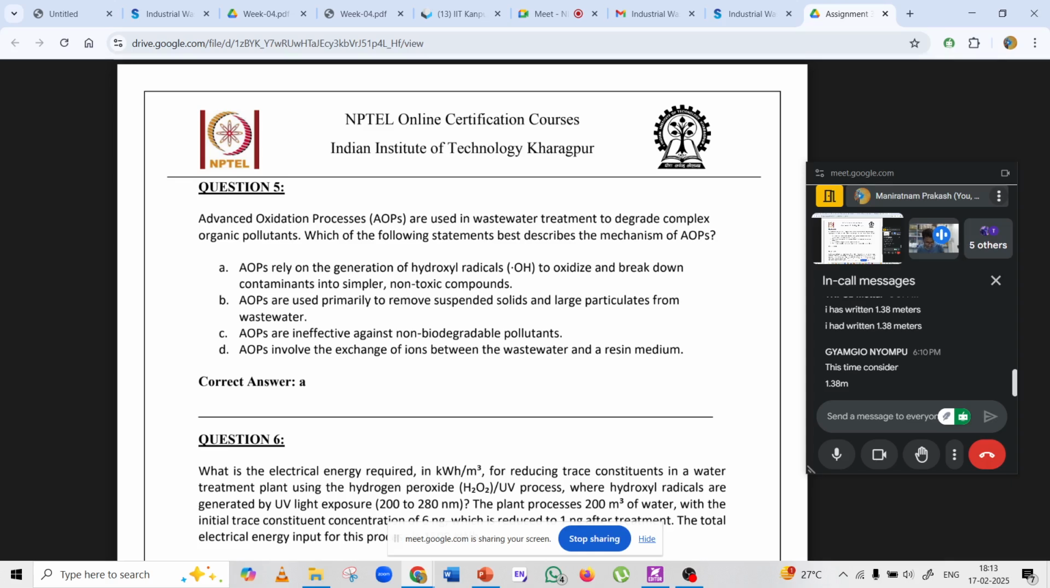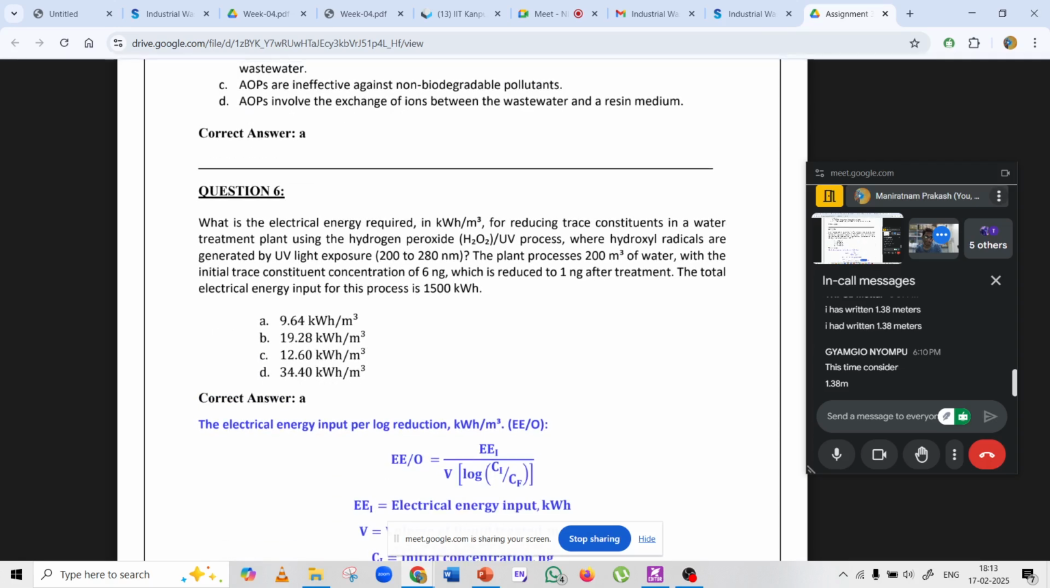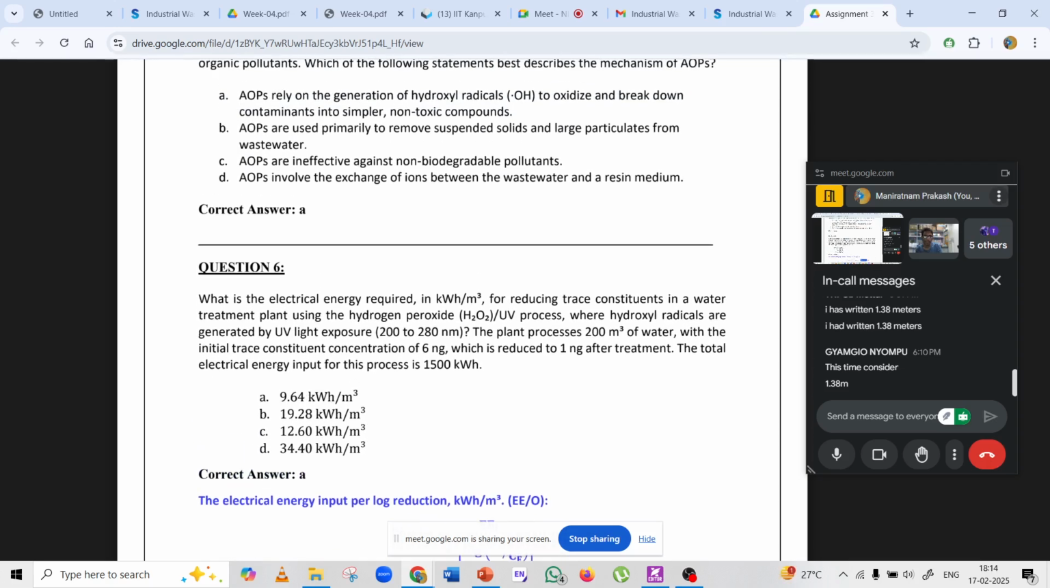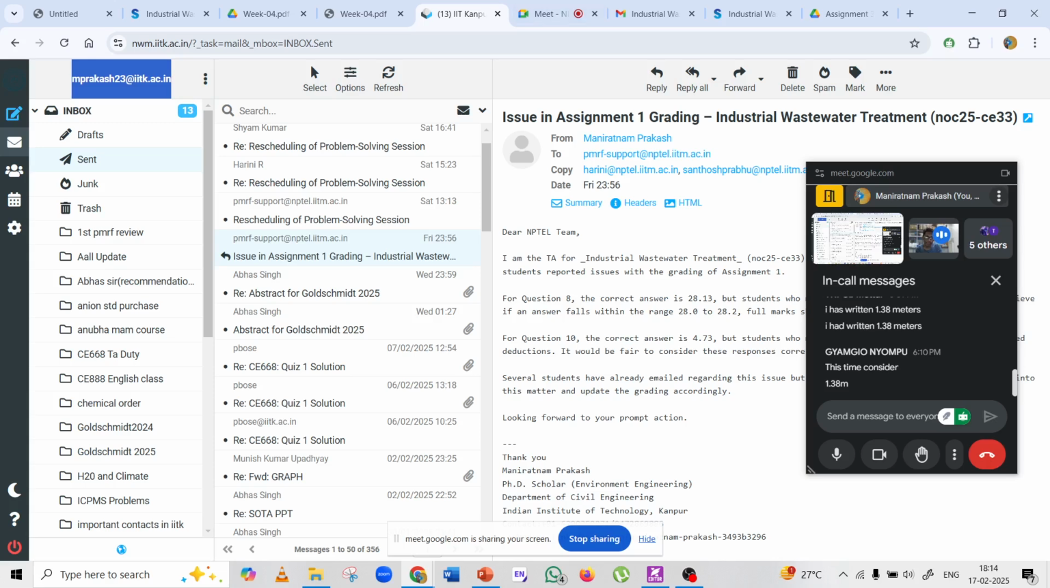Okay, any more doubt? Assignment 1, you will check? I have mailed them. You can see the proof of the issue with the assignment 1 grading. I have mailed the responsible person. I think they will take some action. So just wait for some time, and if nothing happens, then remind me again next week.